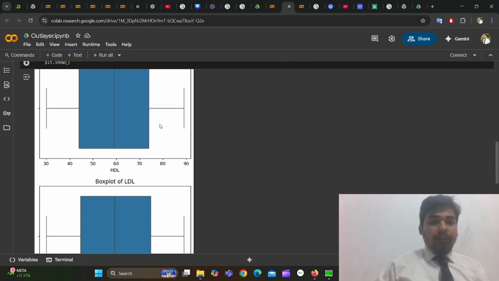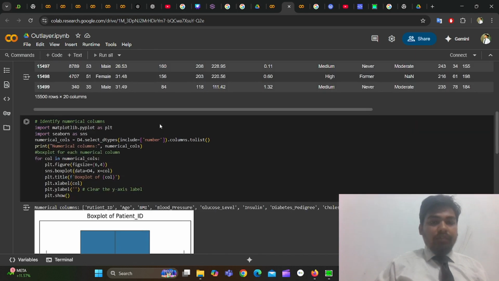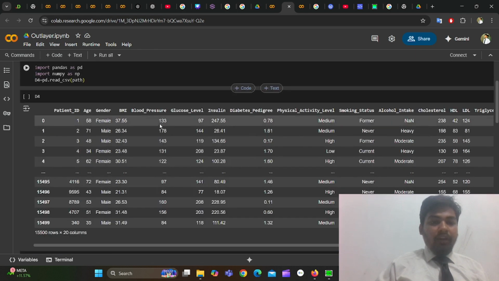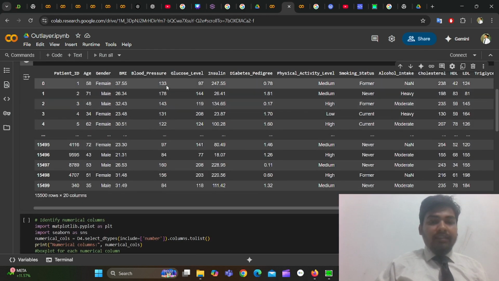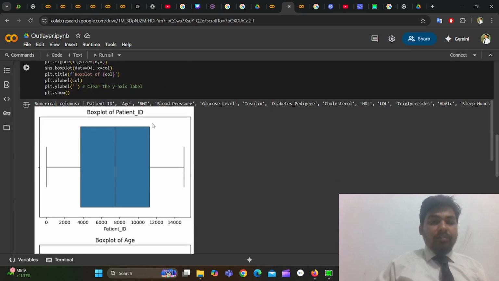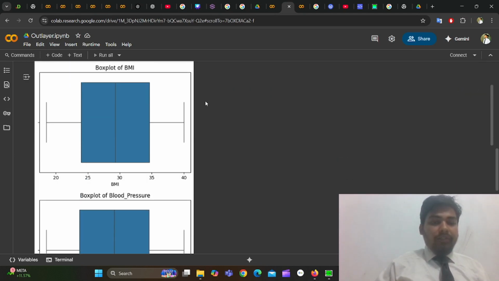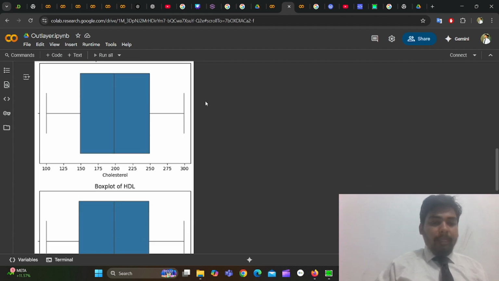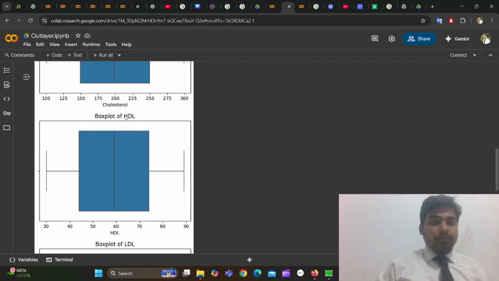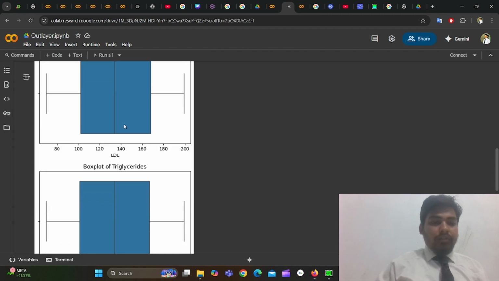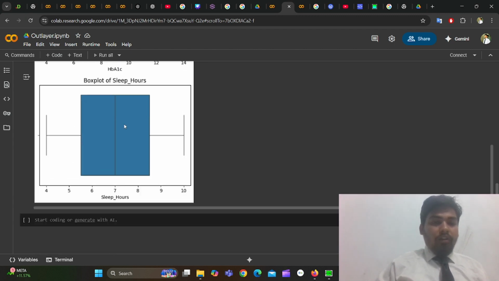For outlier finding, I use the diabetes dataset. Here the columns are age, gender, BMI, blood pressure, glucose level, and so on. Is there any extreme value present in this data set? By using this code I can find whether any extreme value is present or not. Here is the box plot of HDL. That's the representation of the box plot, which we can also call a whisker plot.